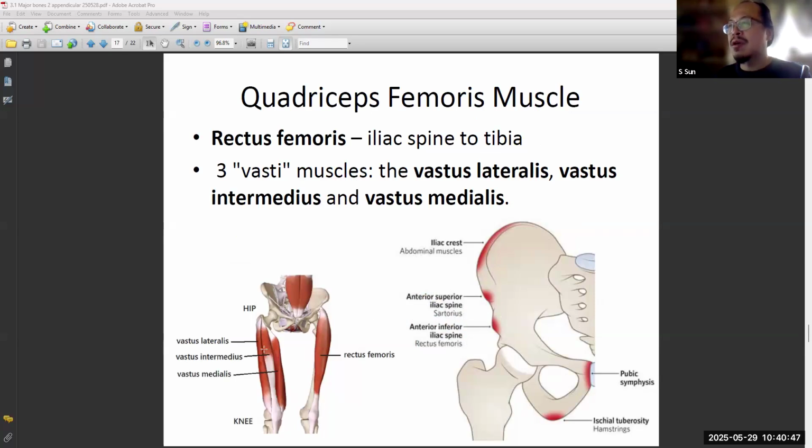This muscle, the quadriceps, has four. Quadra means four. Four muscles are involved: one is the rectus femoris right here, which attaches to that, and also three vastus muscles: the lateralis, the intermedius, and the medialis. So that's the quadriceps, a very strong muscle to control our body.